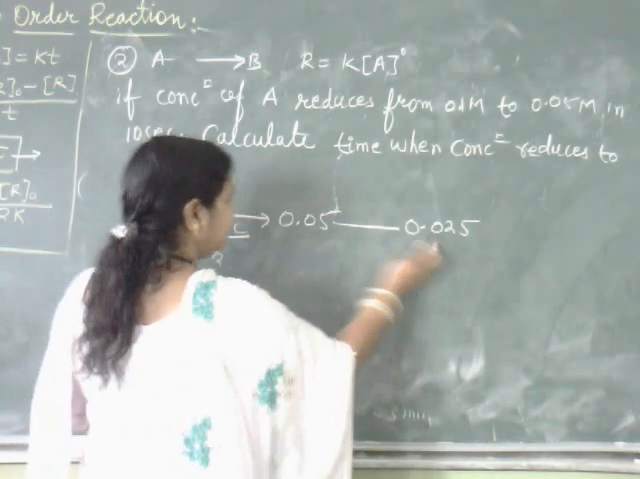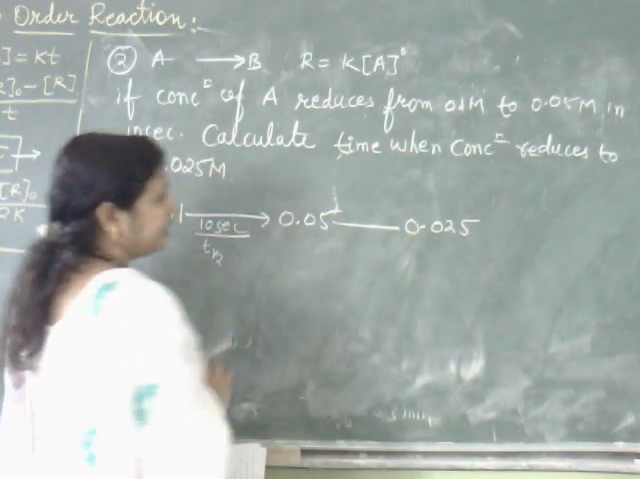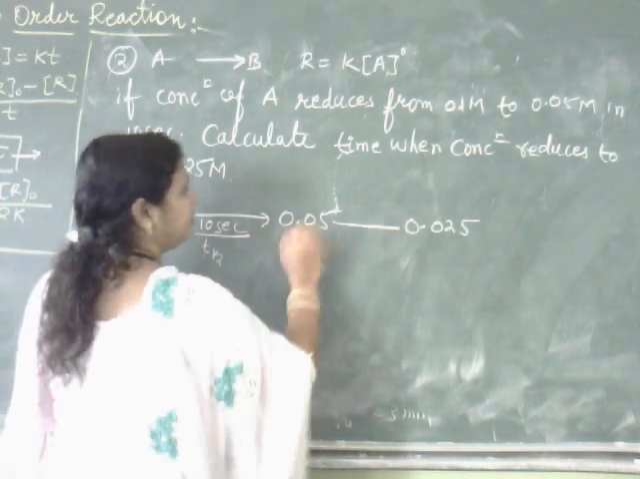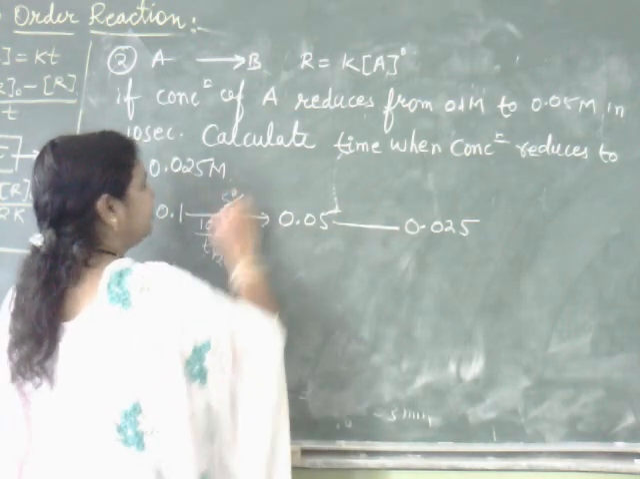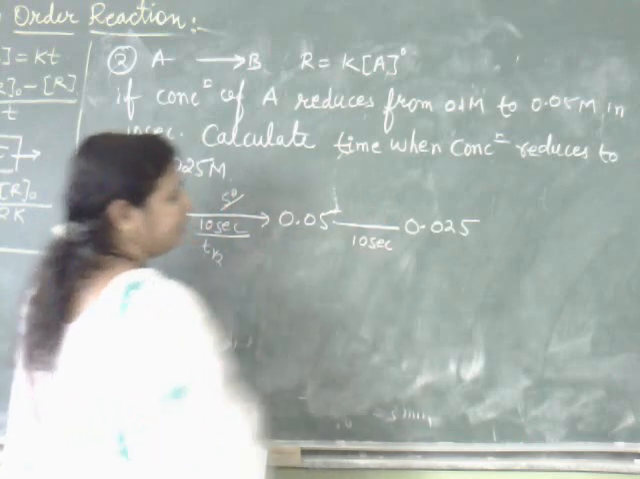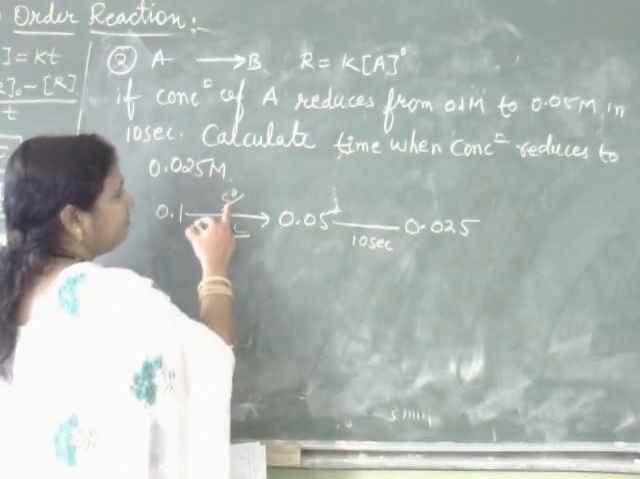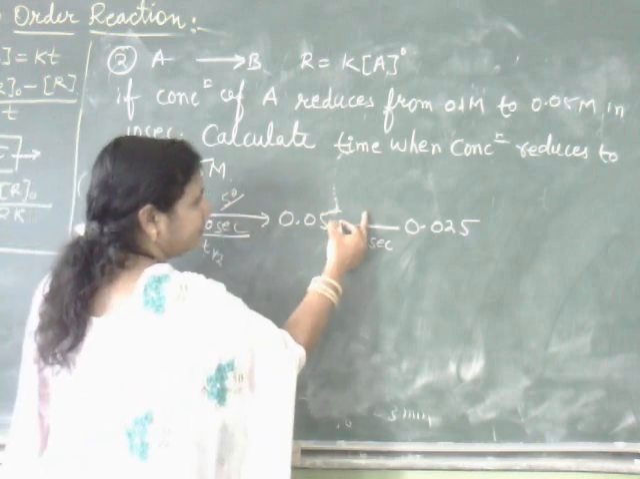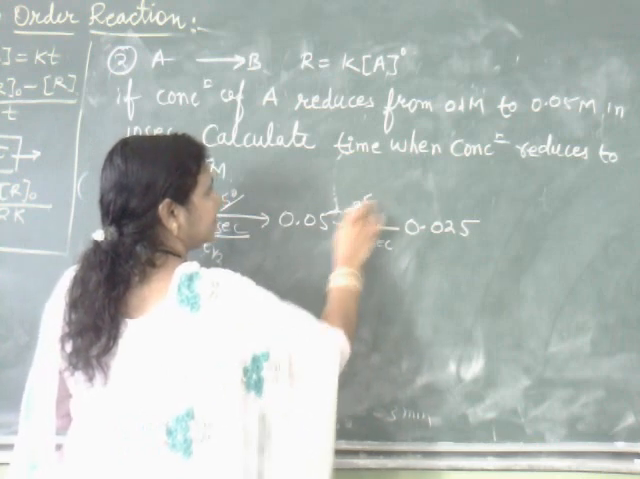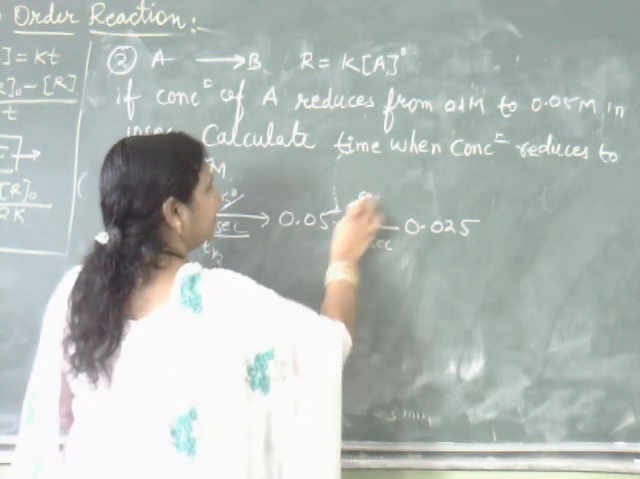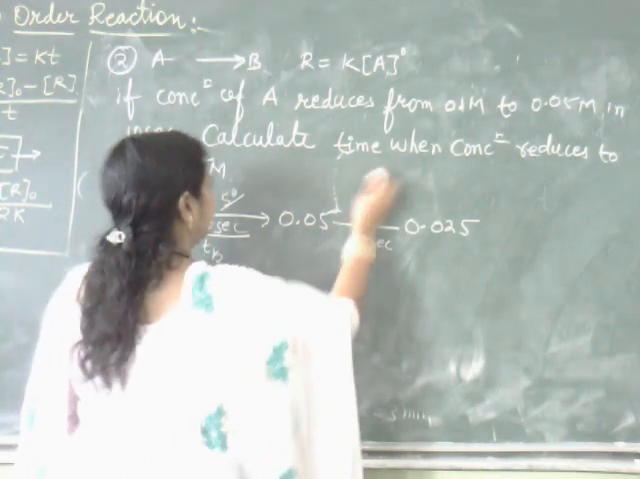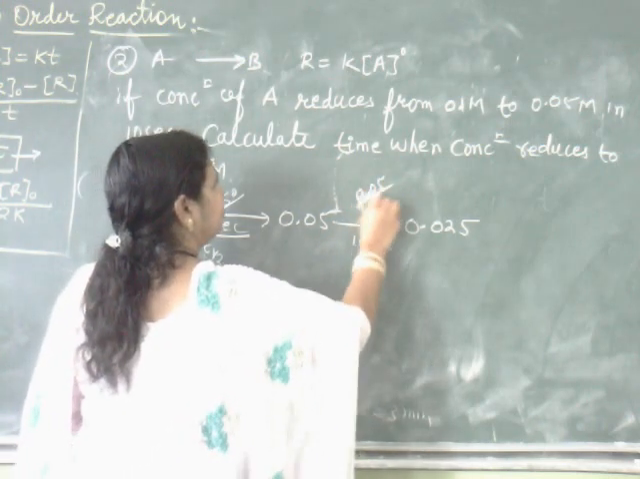Then from here to here, the concentration decreases. Actually, how much should it reduce? 50%. Here 50% reduces, so here also it should reduce 50% in 10 seconds, according to our trick. But here it reduces only 25%, which means 50 divided by 2, or 0.05 by 2.